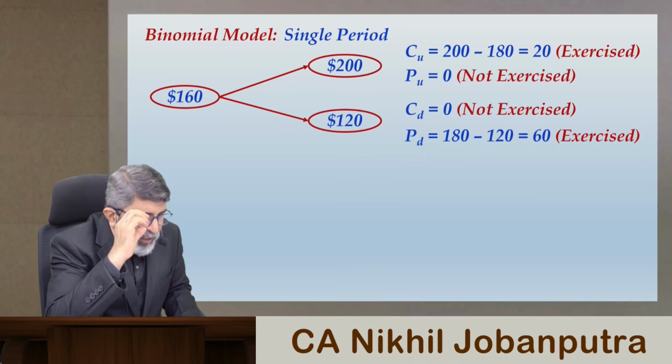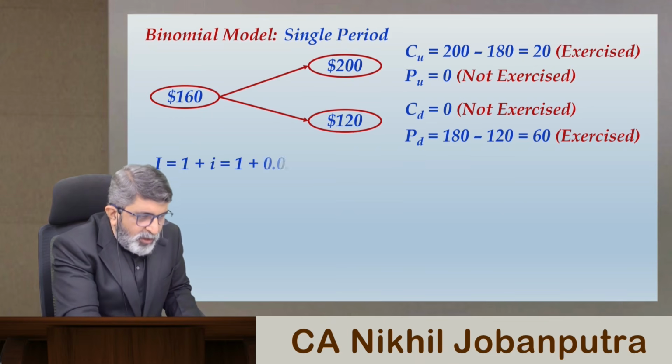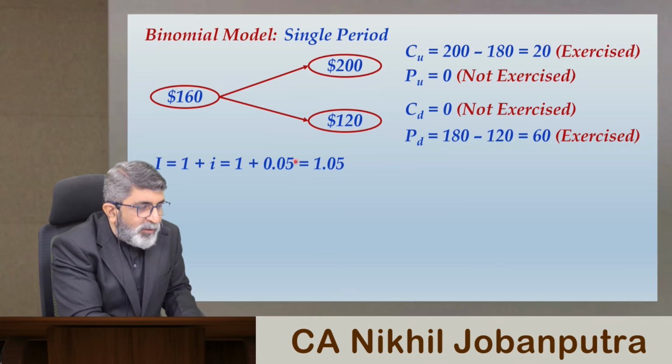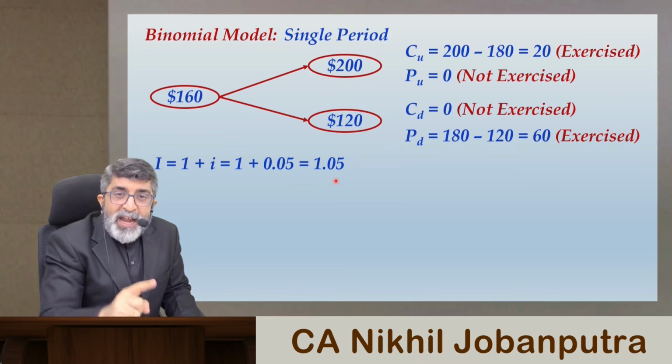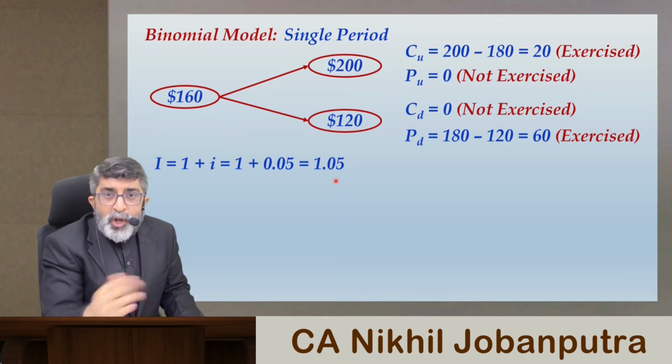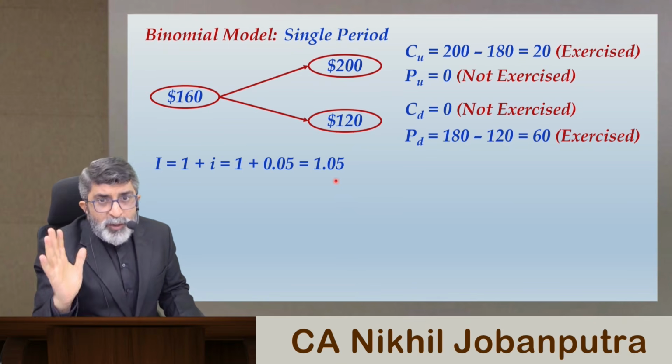Now we know one thing, that in the binomial model the risk-free rate, which is 5%, gives a factor for the risk-free investment of 1.05, symbolized as capital I. So 1.05 is the factor for the risk-free investment. In simple words, if you invest $1 at a risk-free rate of 5% for the period, by the end of the period $1 will become $1.05.